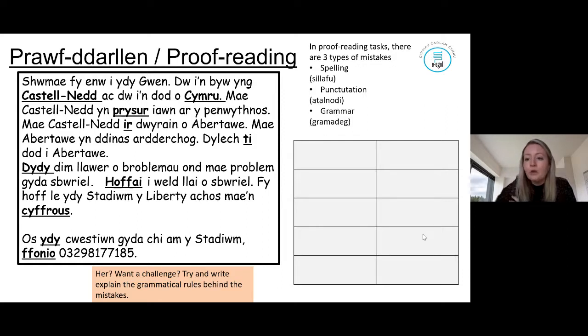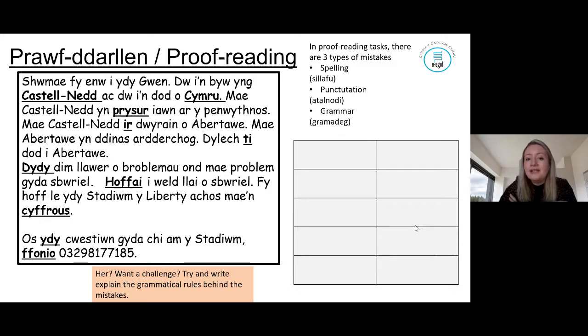Okay. Right. So we have dwi'n byw yng Nghastellnydd. So it's actually not a G, it's an NGH, yng Nghastellnydd. Okay, and that is the nasal mutation. Okay, so dwi'n dod o Gymru, that was your soft mutation there. Prysur means busy, so it changed to brysur, which a lot of you got, so da iawn. Castellnydd i'r dwyrain, just needing an apostrophe in the middle there.